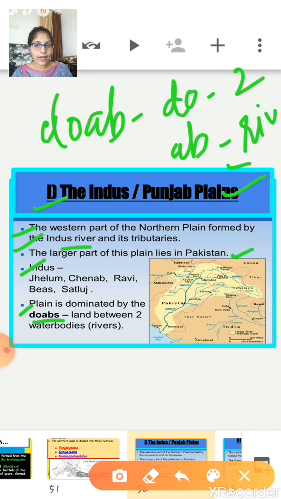So this region, the Punjab plain, is dominated by the Doab, and Doab is made up of 2 words. Do means 2, and Ab means river or water. Basically, the land between the 2 rivers is known as Doab, right? So this is the first one, the Punjab plain, the western part of the northern plain.